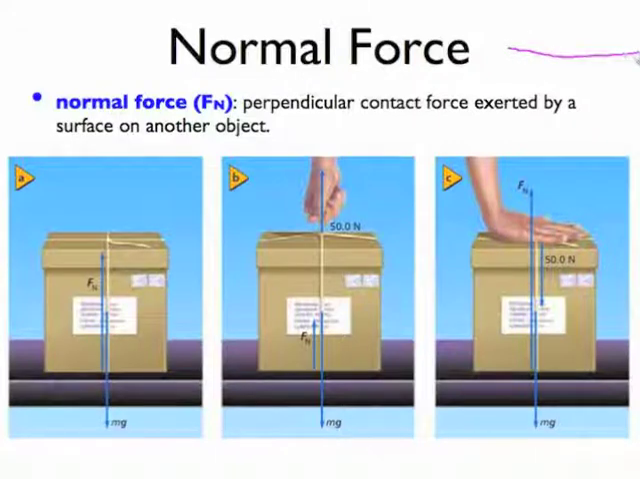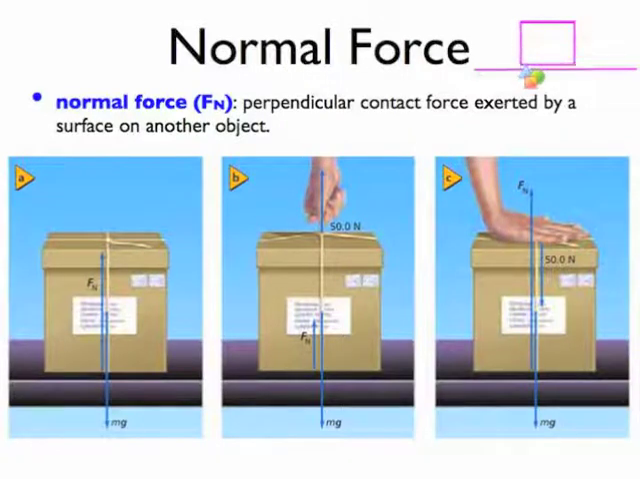Okay. If this isn't a very good straight line, let me draw a better one. So if this is our object, let me draw like a square or something. If this is our object, we have a normal force of the table acting on the object, and that would be a normal force. And the normal force is always exerted up or perpendicular to the object.